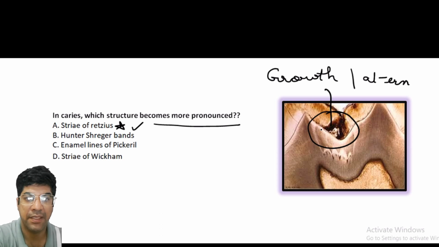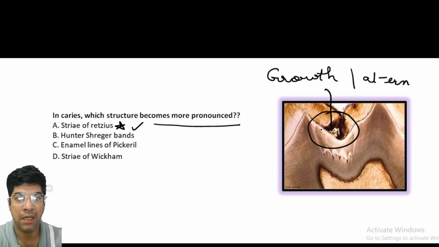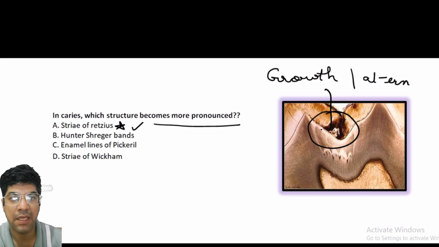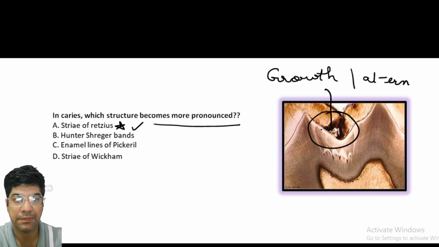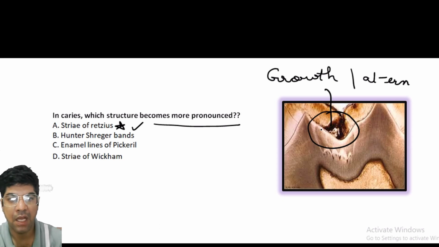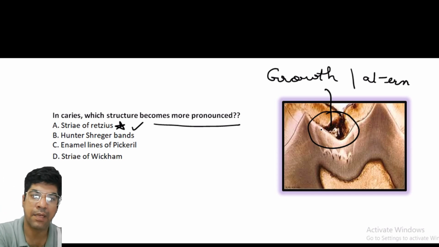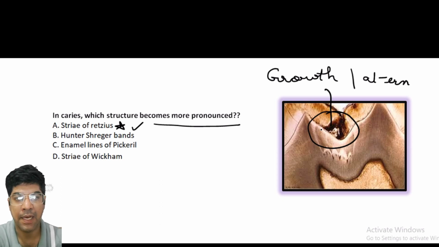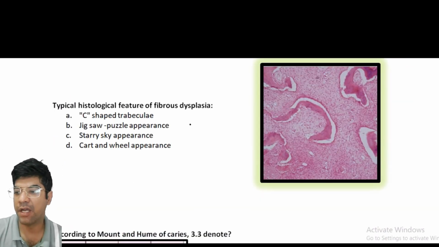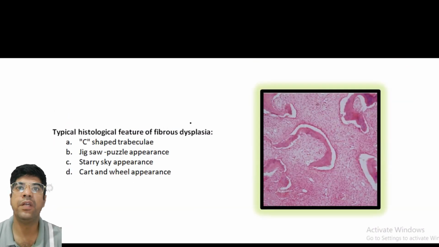So that is a visual indicator of caries, of the enamel demineralization and damage due to the caries. The other structures, like Hunter-Schreger bands, refer to the alternate light and dark bands in the dentine, while the enamel line of Pickerill and the striae of Wickham are not terms used in dental caries. So here the answer would be striae of Retzius. Moving to next question.